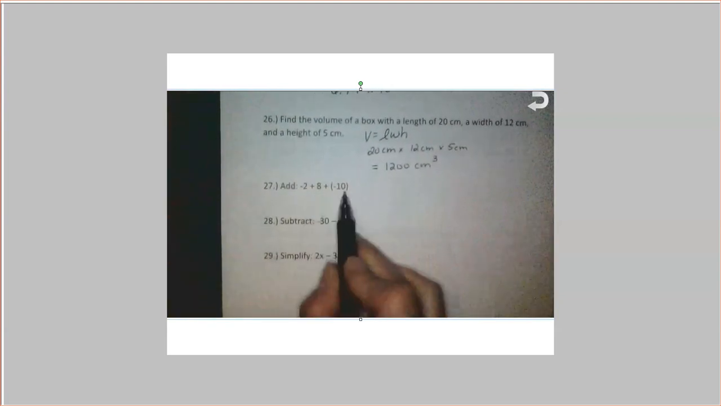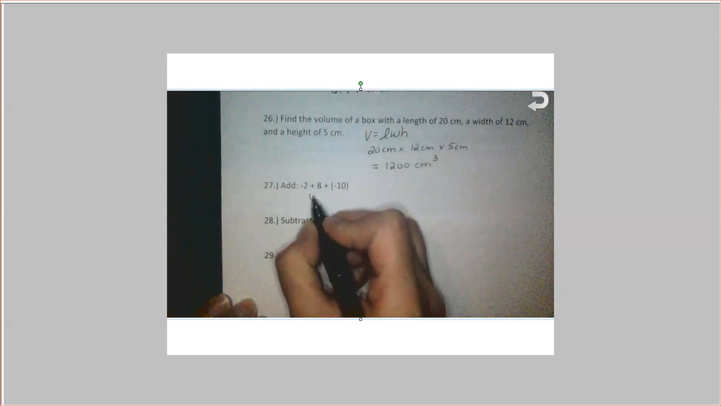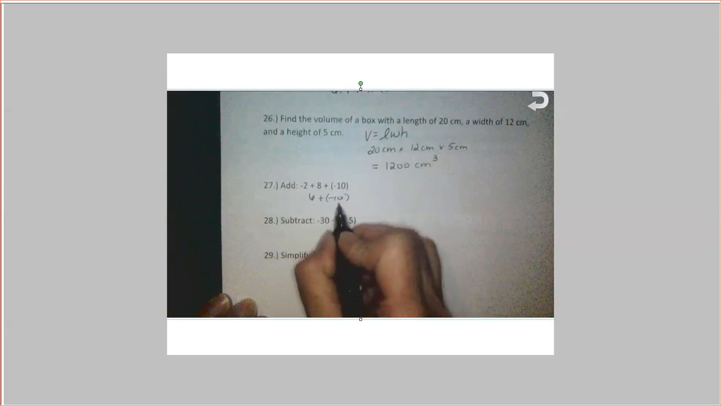All right, so adding positive and negative numbers. So I'm adding here -2 plus 8 is a positive 6. Different signs subtract. Take the sign of the higher number. So 8 minus 2 is 6. 8 is bigger, so my answer is positive. All right, so then we have 6 plus a -10.